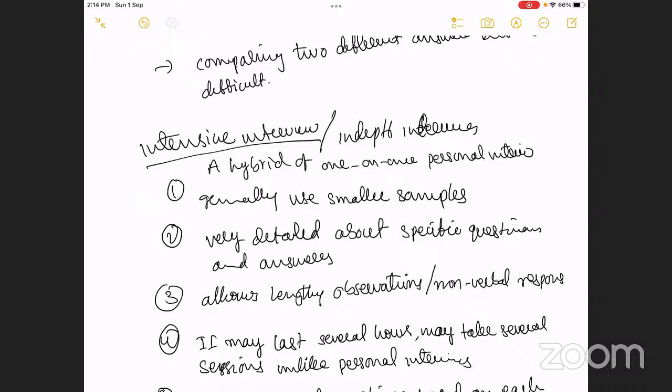You will get very detailed answers. You have structured or unstructured questions so that you get detail on a specific question or answer. You can also ask very specific questions. In the intensive interview, it allows lengthy observations and sometimes non-verbal responses also: how they behave, how they're interacting with others. So you can observe.